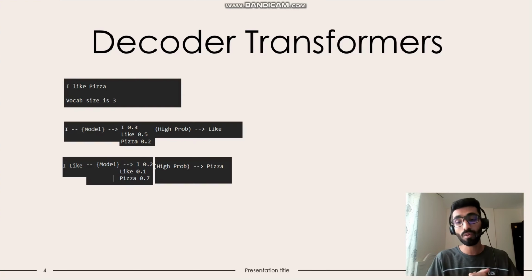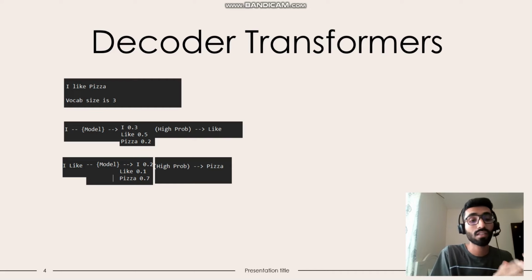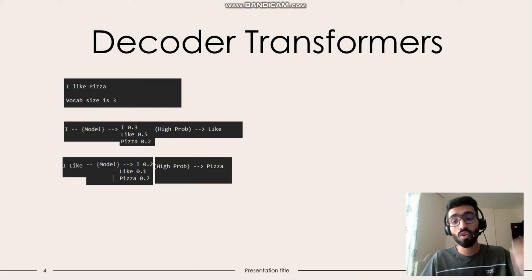Just to let you know, OpenAI has built the GPT models, GPT-3.5 and 4, and Anthropic has built the Claude model, and they have a very big context window. Here the vocabulary size is 3 and the context window is also 3, we are assuming, so the model predicts 3 words according to the vocabulary size. But if the vocabulary size is 10,000 or 20,000 words, the model is going to predict 20,000 words at a time, and we pick the highest probability word as what comes next. This is how the decoder architecture works.